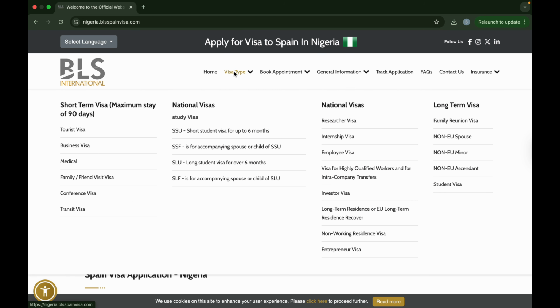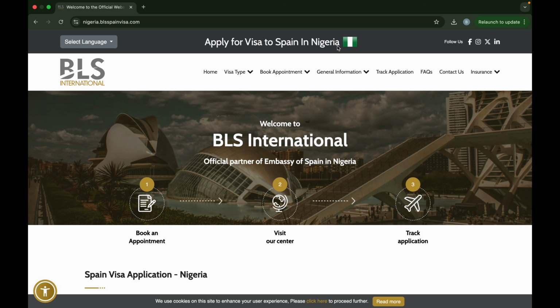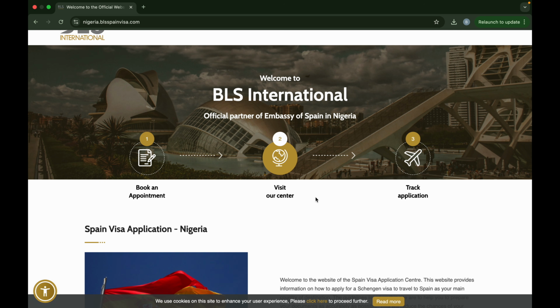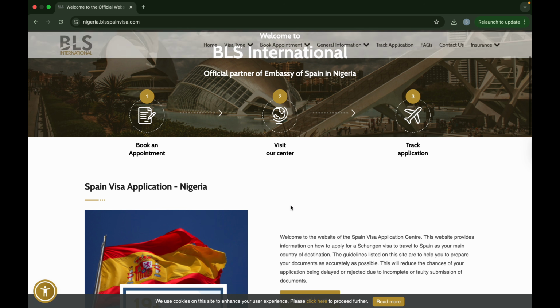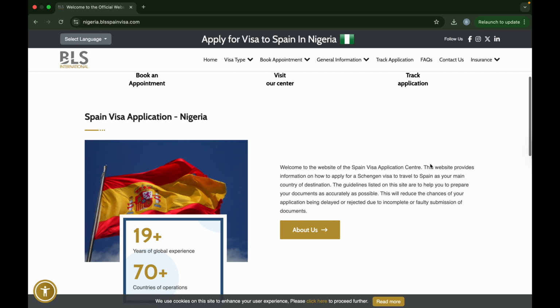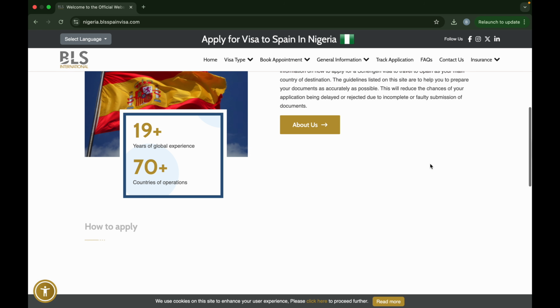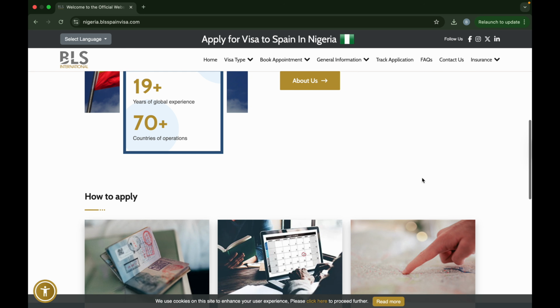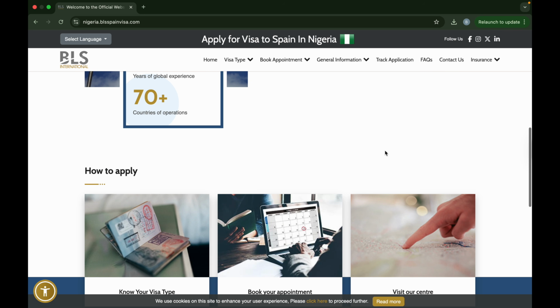Clearly, as you can see, apply for visa to Spain in Nigeria. BLS, welcome to BLS International, the official partner of the Embassy of Spain in Nigeria. You can choose to book an appointment, visit their center, track your application as well, all on the website. You see the years through which they've been providing services to Spain, which is 19 plus years, and 70 plus countries they are in operation.